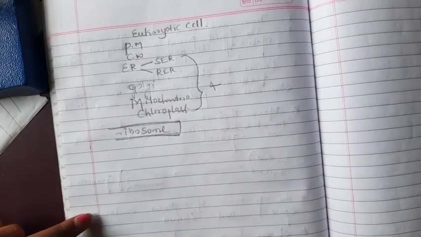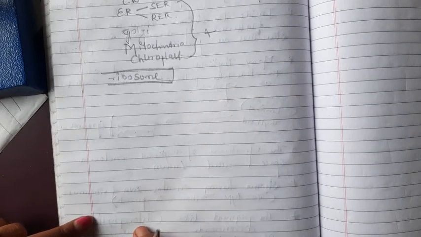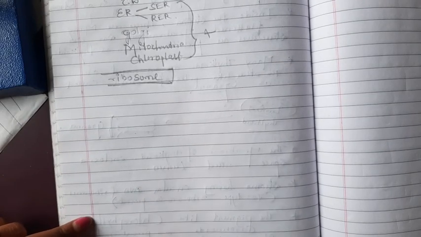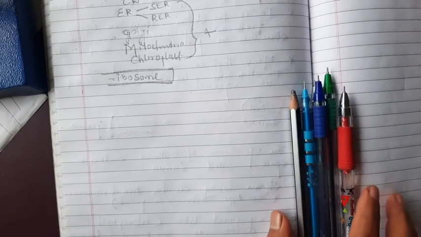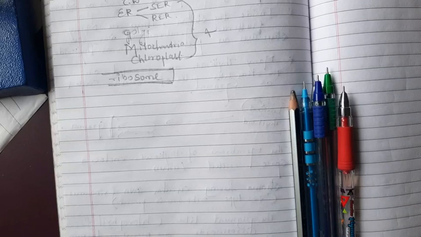Okay. Please practice the chloroplast and mitochondria diagram. These diagrams are very important and many 1 mark questions will come from the chloroplast and mitochondria topic. We will continue in the next class. Please watch the videos regularly. Don't skip any videos.